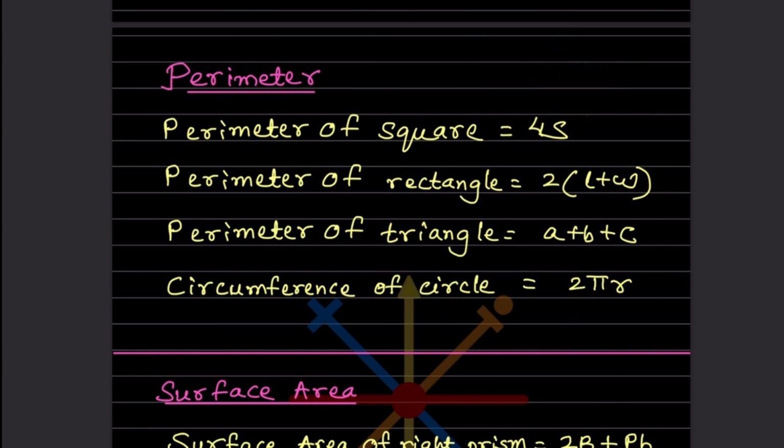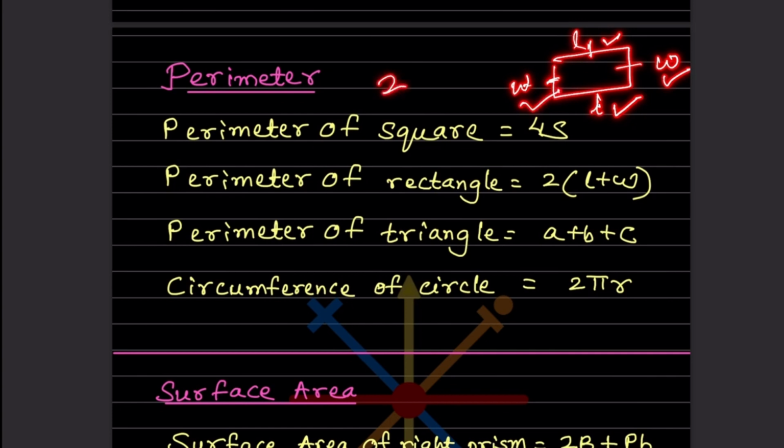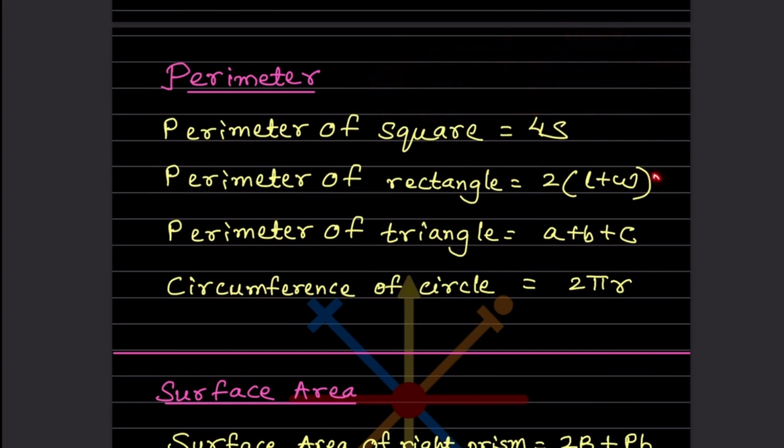Then the perimeter of rectangle. This is a rectangle. Both sides are L and L, and these are either width or breadth, both are the same. So what will we write here? We are going to add all sides. So this will be 2L and this is going to be 2W, that will be 2L plus 2W. When you take 2 common, that is going to be 2 times L plus W, where W is the width. So this is the formula.